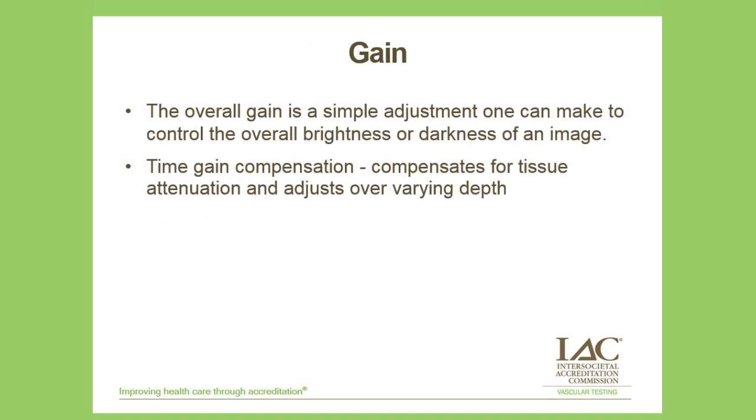So we'll first talk about gain. The overall gain is a simple adjustment one can make to control the overall brightness or darkness of an image. And so we can also use time gain compensation, which compensates for tissue attenuation and adjusts over varying depth.